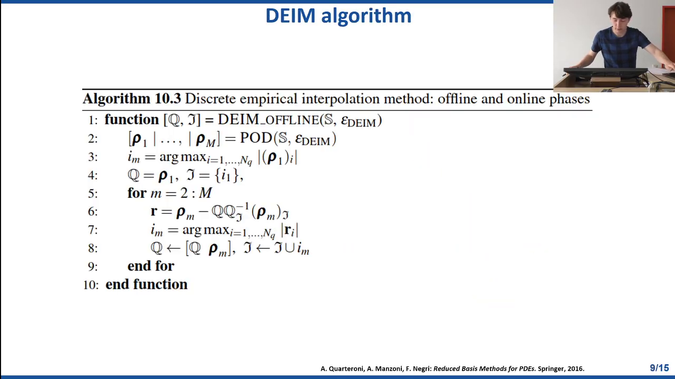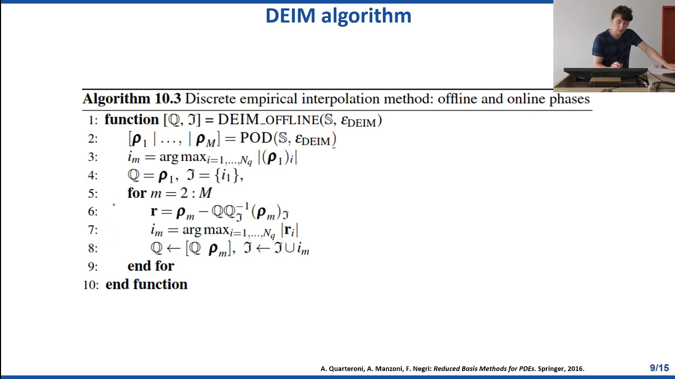And what does that look like algorithmically? We create a snapshot matrix of possible solutions. We do an SVD, singular value decomposition, and we take the first n modes, or so many modes as to satisfy a certain error threshold. Well, in the initialization phase, because at that point our approximation is going to be 0, the point of maximum error is going to simply be the point at which our basis function is maximum. So the first magic point, corresponding to the first basis function, is simply the maximal value of that basis function.